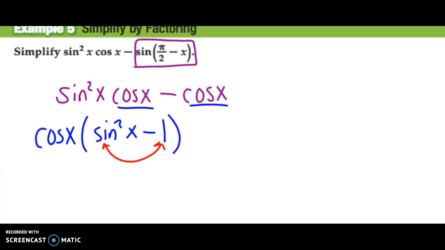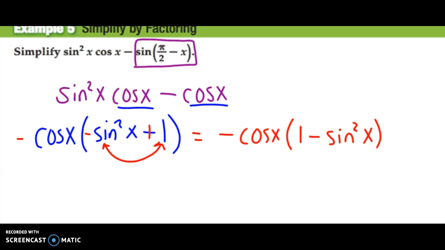So if I want to switch this around, I can always switch something around in parentheses. I just have to factor out a negative 1. It goes like this, so I take that negative out there. So really, this is equal to negative cosine of x, and it's 1 minus sine squared of x. And you'll remember that this is the same as cosine squared of x.